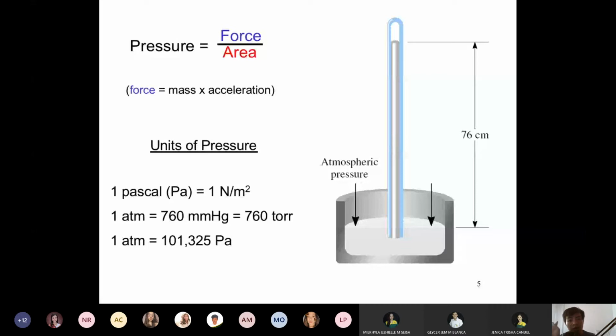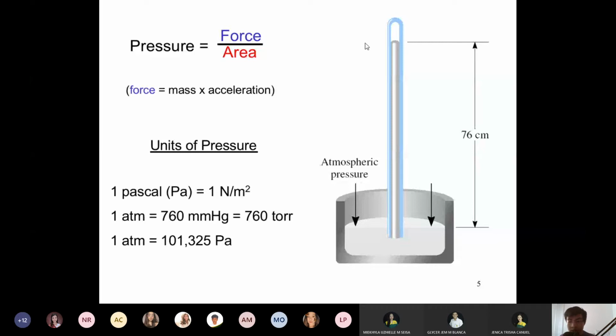Yung gas molecules, bumubunggo sila sa particles natin, no. Kunwari, yung gas molecules, tumatama sa kamay ko ngayon. Since gas molecules are hitting my hand, that means may pressure silang ine-exert sa akin. Bumubunggo-bunggo kasi sila sa katawan ko, so may pressure. Ganun din.